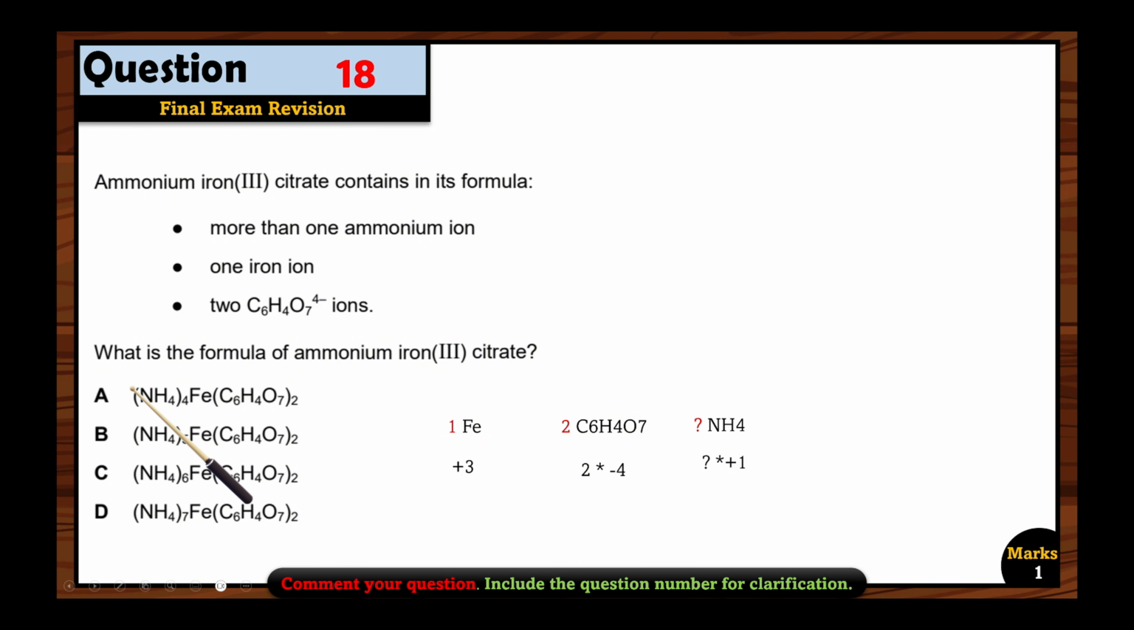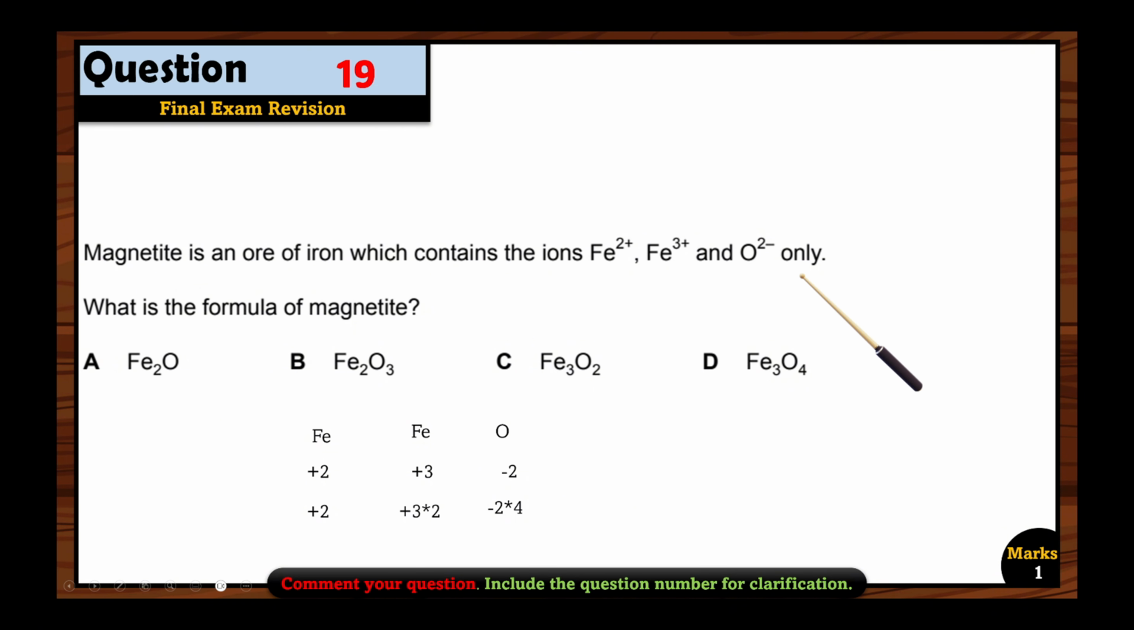Question number 19. Magnetite is an ore of iron which contains the ions Fe2+, Fe3+, and O2- only. What is the formula of magnetite? So same. Now we have 3 again. We have 3 different ions in magnetite. So you have to balance this formula, right? The overall charge on this compound should be 0.